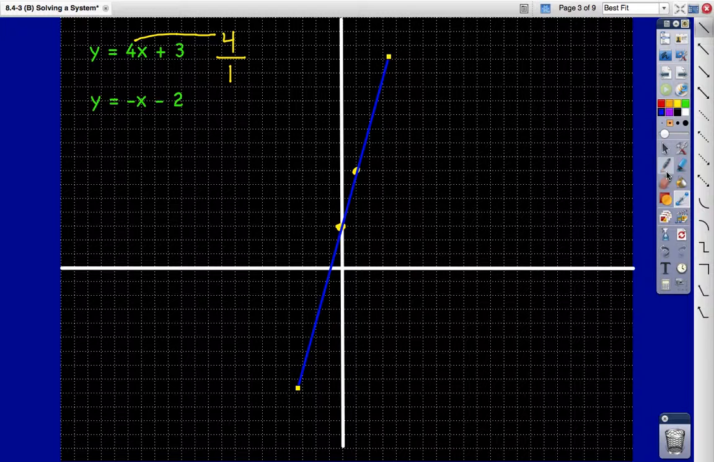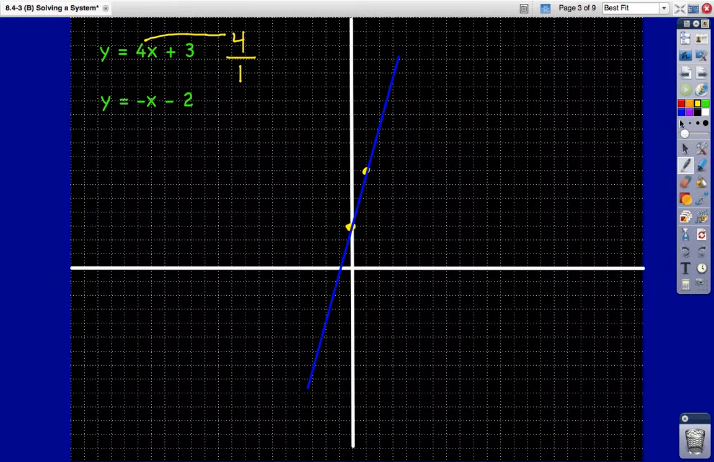All right, now I'm going to do the same thing for the other. I'm going to graph the other equation now. So I'm going to start at the y-intercept of -2. Okay, -2 right here. And then I'm going to use the slope to graph more points. This is a -1 slope. So I'm going to go down 1 over 1, down 1 over 1. And now I'm going to connect these points with a line.